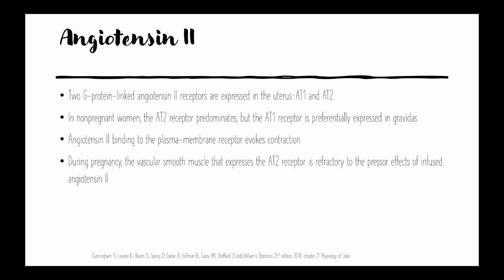For angiotensin II, 2 G protein-linked angiotensin II receptors are expressed in the uterus. That's AT1 and AT2. In non-pregnant women, the AT2 receptor predominates, but the AT1 receptor is preferentially expressed in gravidas. Angiotensin II binding to the plasma membrane receptor evokes contraction. During pregnancy, the vascular smooth muscle that expresses the AT2 receptor is refractory to the pressor effects of infused angiotensin II.